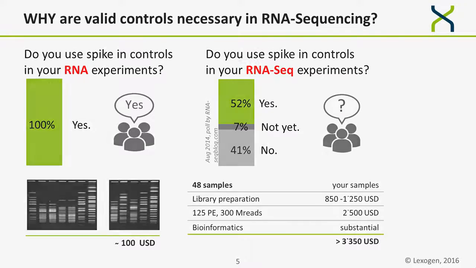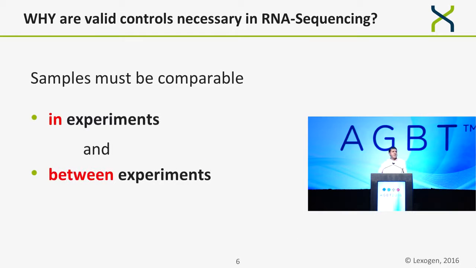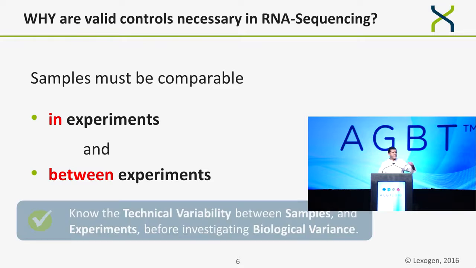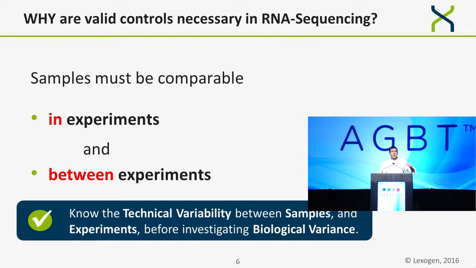Therefore, it is important that the samples are compared not only in the experiments, but also between the experiments. Or to put it in other words, you have to know the technical variability in your experiments, in the samples, between the experiments, before asking any question about the biological variance.